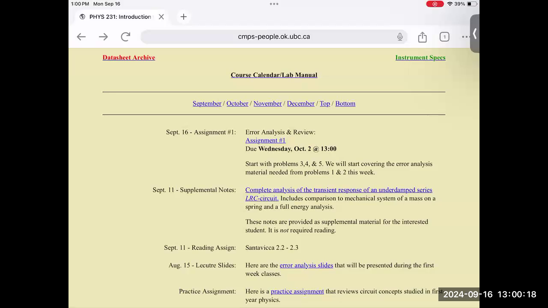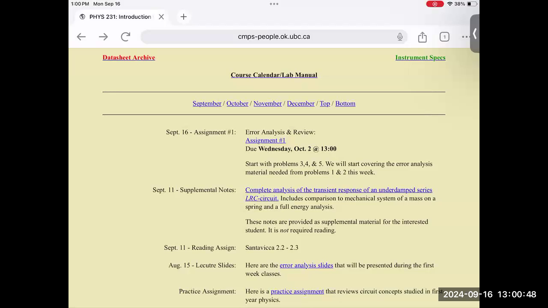The other thing I wanted to mention is that I have now posted the first assignment on the course website. It's due October 2nd, so there's still a couple weeks before you have to hand it in. I had the due date originally September 30th, which was the Monday, but then I realized that is the Truth and Reconciliation Day, so there's no classes that day.